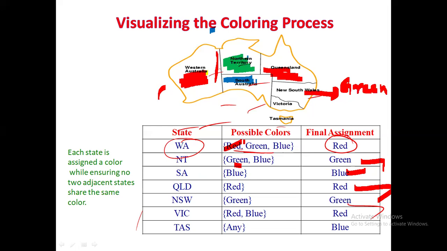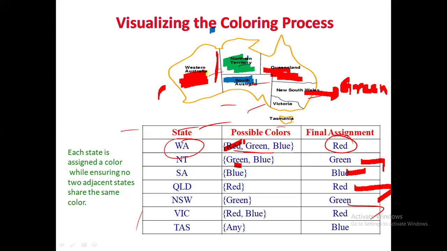Assigning green ensures that the adjacent states maintain their constraints while keeping the total number of colors used at the minimum. This step further demonstrates the efficiency of backtracking and heuristics. If a conflict had arisen, the algorithm would have backtracked and reconsidered earlier color choices. However, due to the systematic approach used, no backtracking was needed.